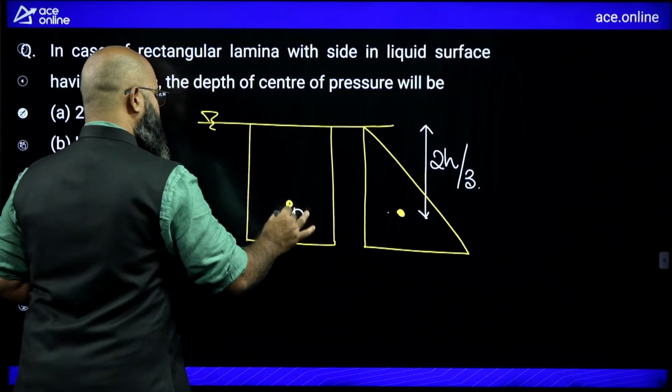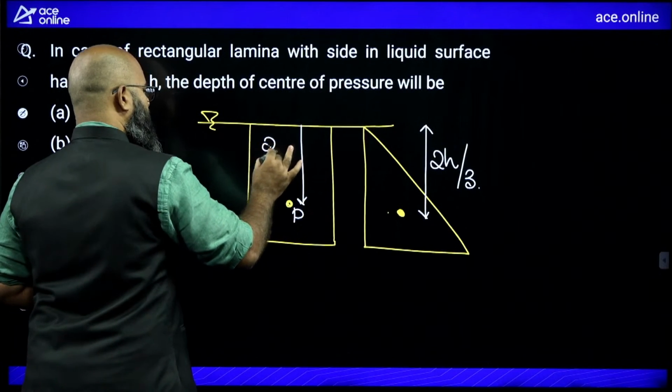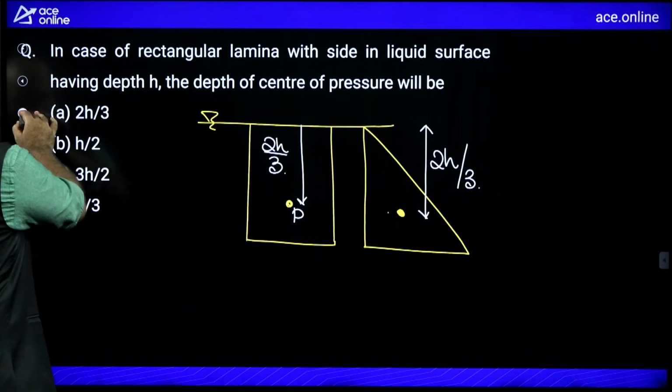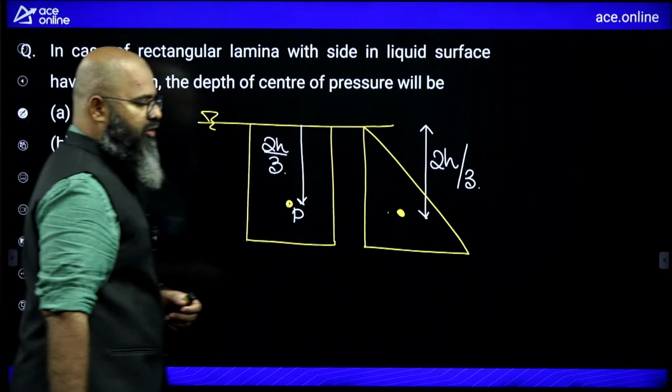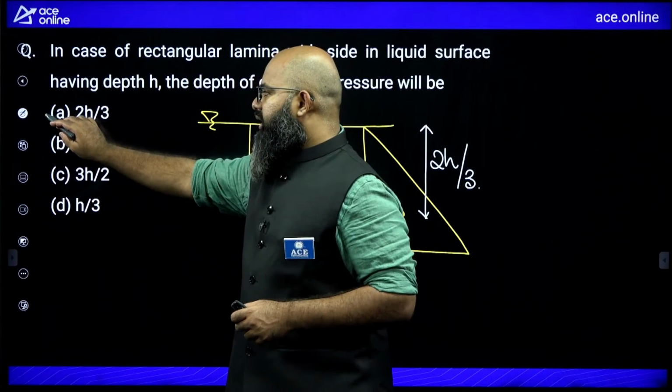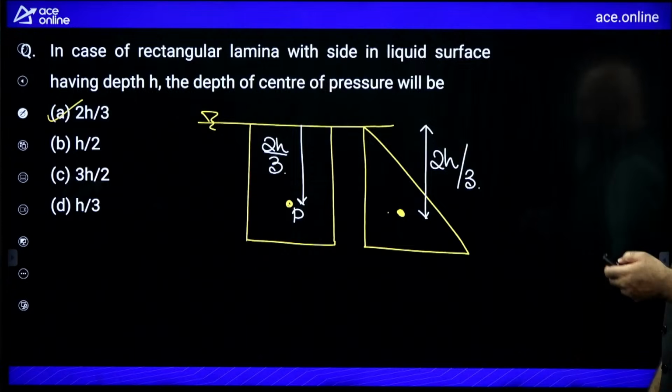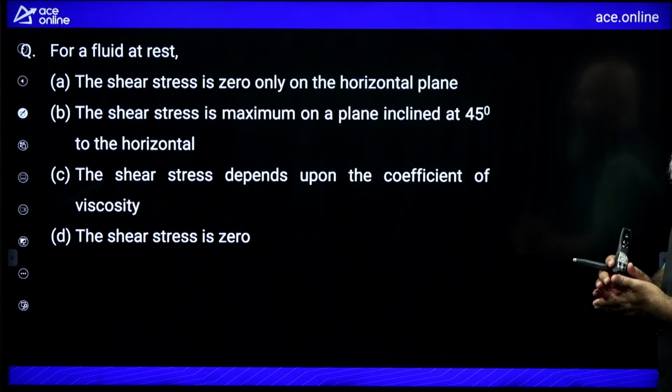So your center of pressure also will lie at a distance of how much? 2h by 3. This is something which you should better remember. Ideally, I would expect you to remember this thing. So the answer over here is option A, 2h by 3. Moving further, look at this question now.